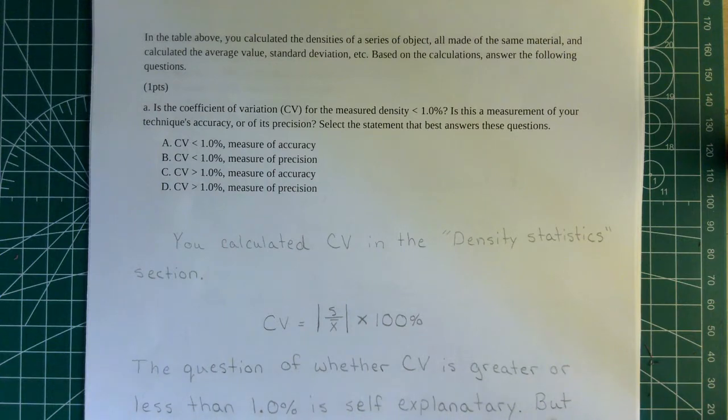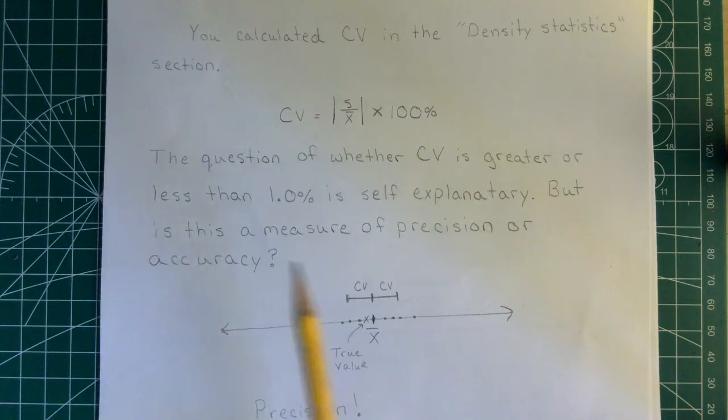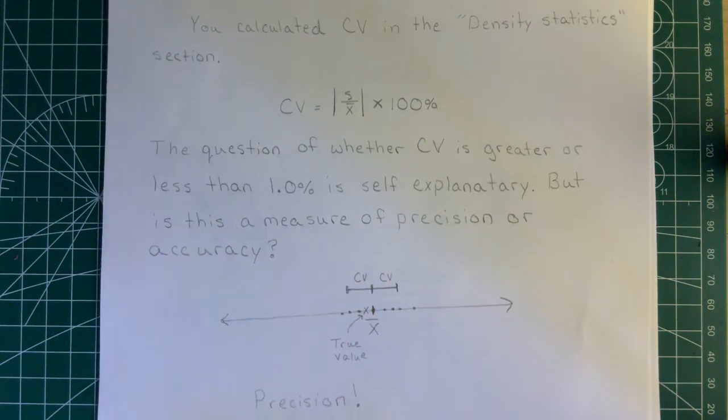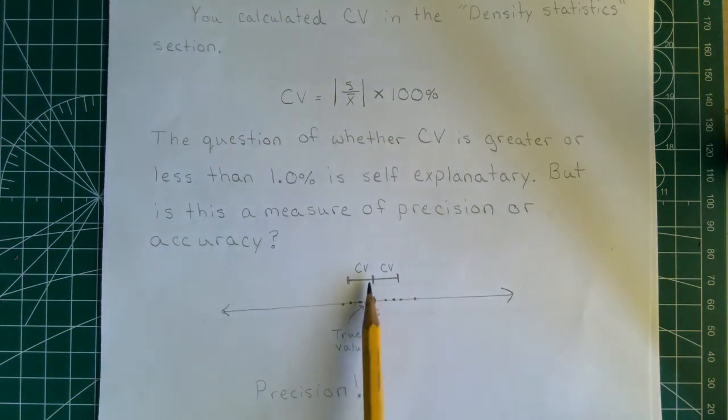But the real question here is, is this a measurement of precision or accuracy? If we think about what exactly this CV value is, it is the tendency, a rough estimate of how much our points are going to deviate from our average value. It's a span, if you will.